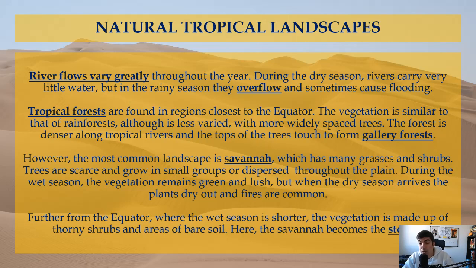Farther from the equator, where the wet season is shorter, the vegetation is made up of thorny shrubs and areas of bare soil, suelo desnudo. Here the savanna becomes the steppe, la estepa.